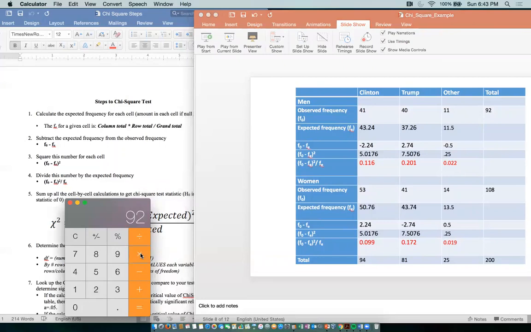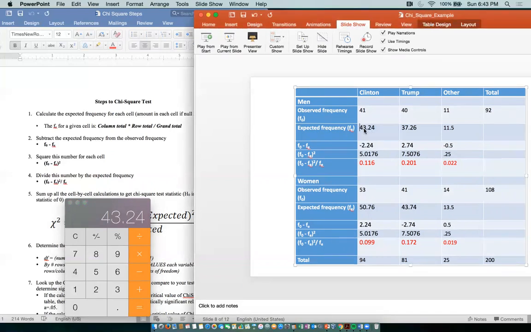So let's start with column total. If we're looking at men who voted for Clinton, our column total for Clinton is 94. We're going to multiply that by the row total for men, which is 92. And then we're going to divide that by the grand total, which is always going to be in our bottom right-hand corner here, 200, the number of people in our sample. And that gets me 43.24. As you can see, I've already filled that number in.